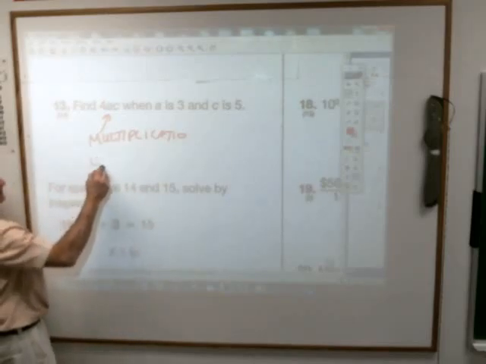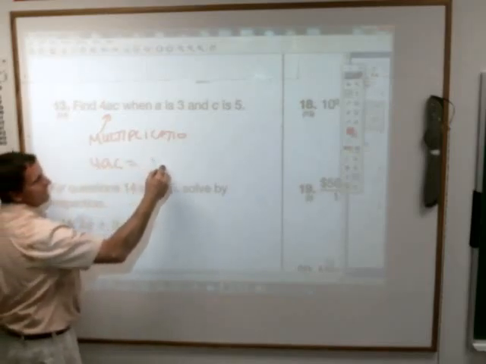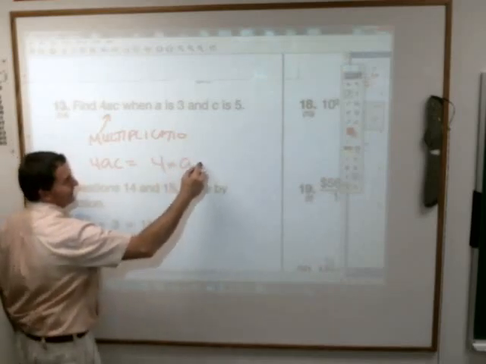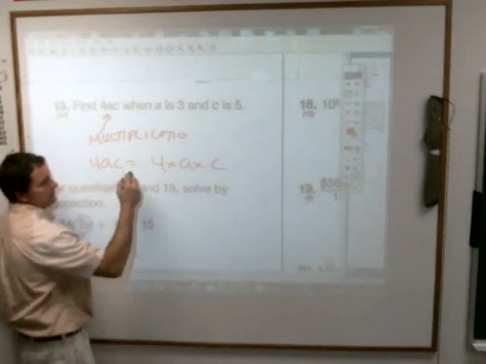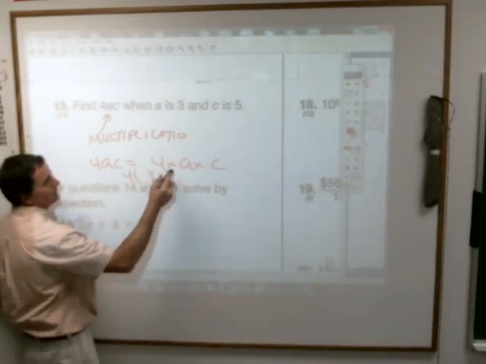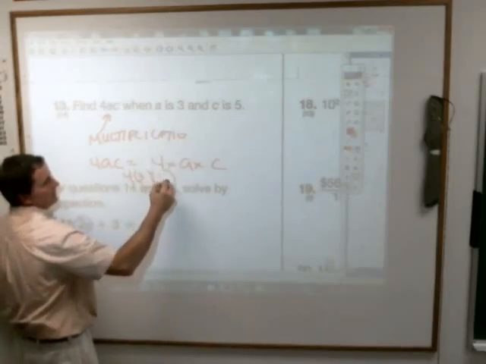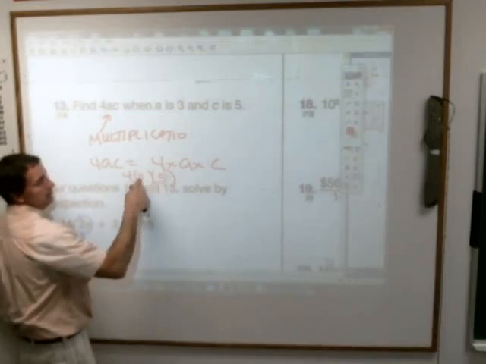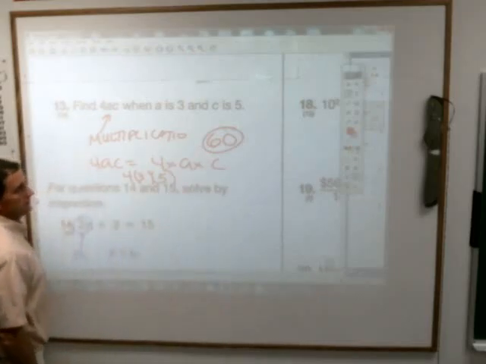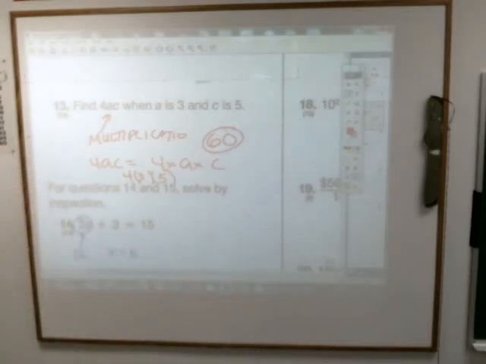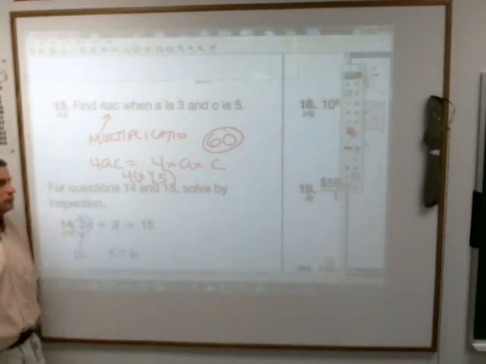4AC means 4 times A times C. Usually you just put parentheses there. 4 times A times C. A is 3, C is 5. 4 times 5 is 20, times 3 is 60. It's multiplication, it's not just sticking numbers in there. That's what I would write, a note to myself.